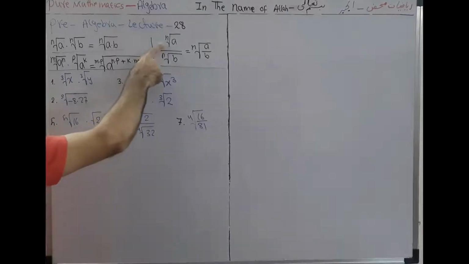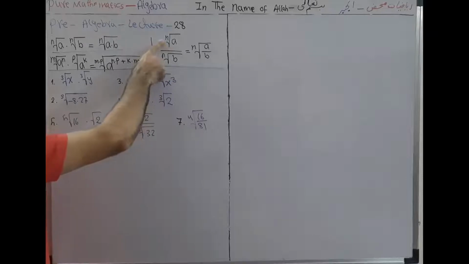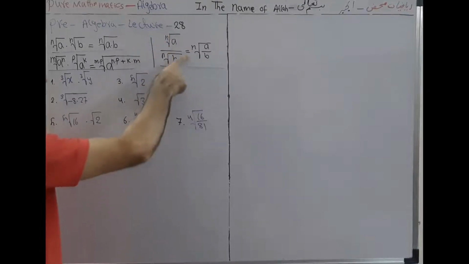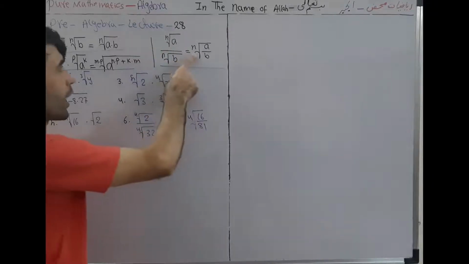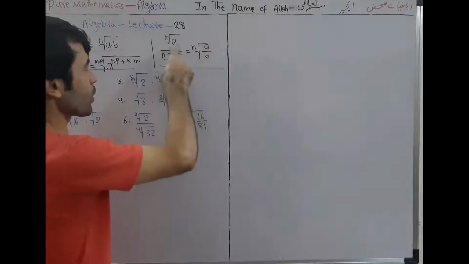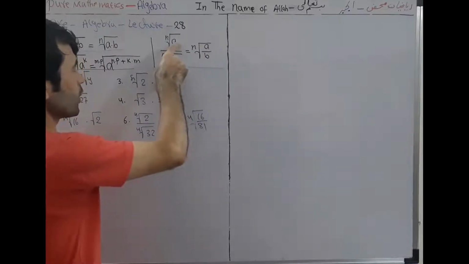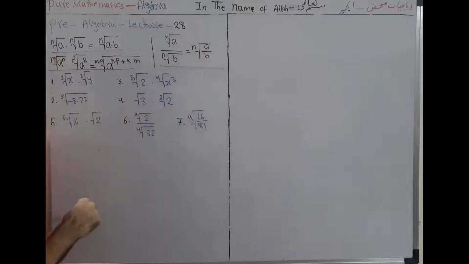If we have a division rule, in the division rule, the nth root of a divided by the nth root of b is equal to, we can write one root with index n, the nth root of a, and we divide both radicals, a divided by b.